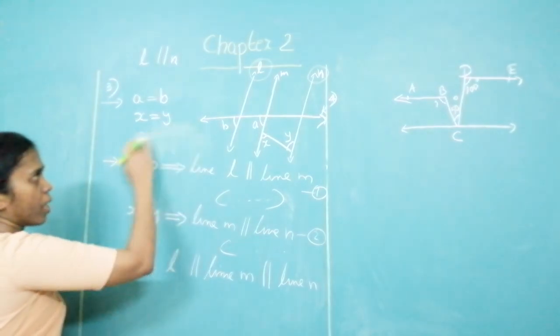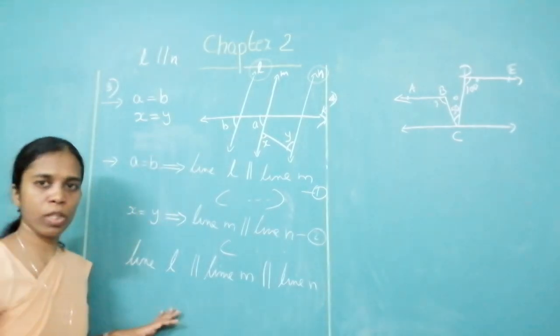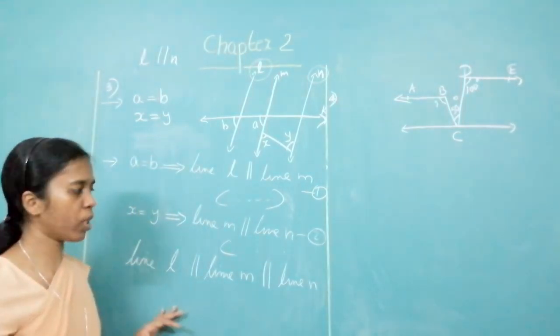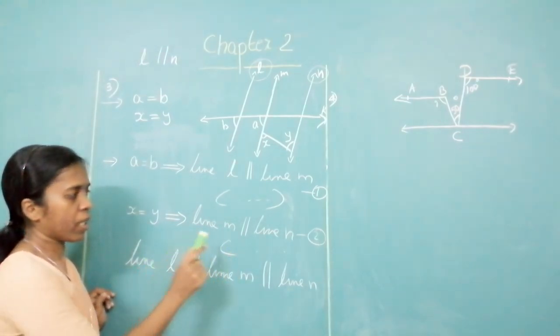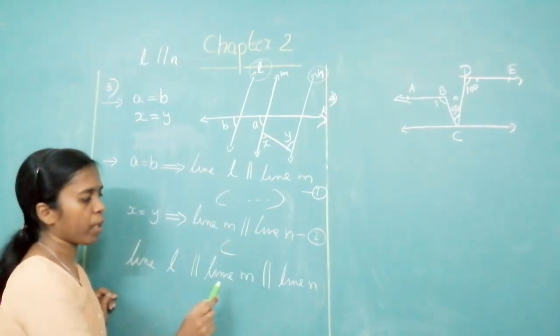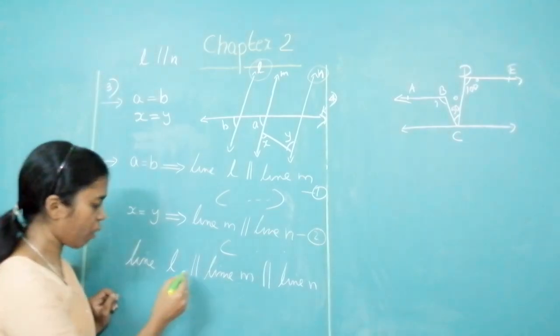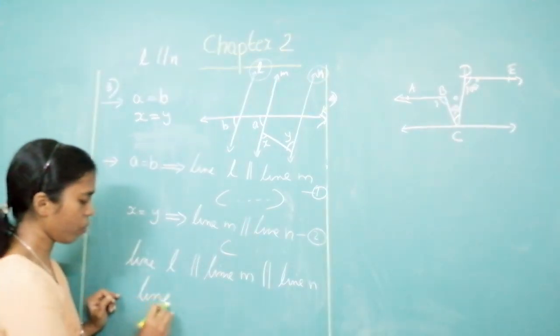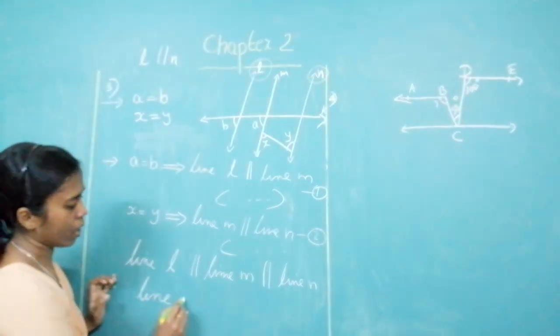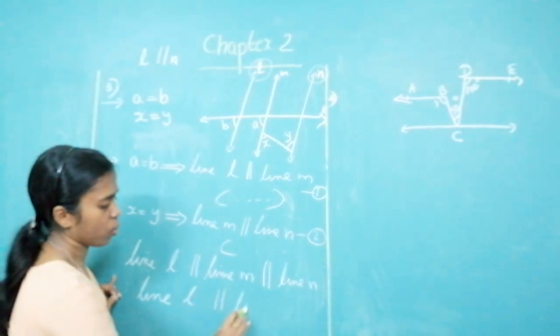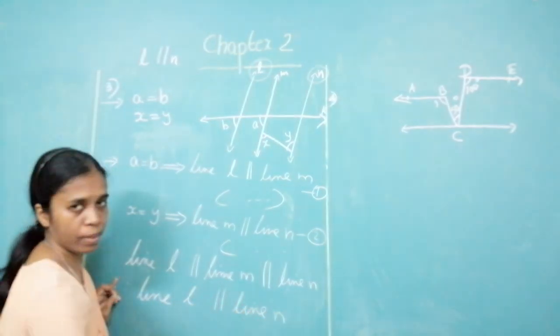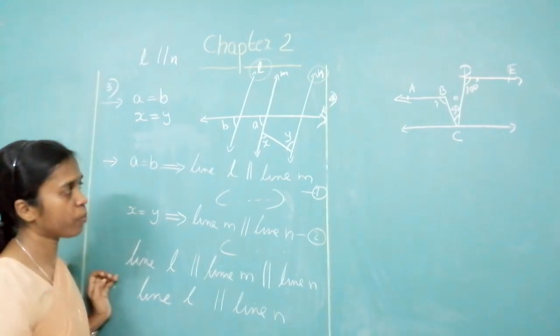The same way, you have a corollary with respect to this. You only have to learn that if lines L is parallel to M, and M is parallel to N, therefore you have line L parallel to line N. I suppose this is clear to you.